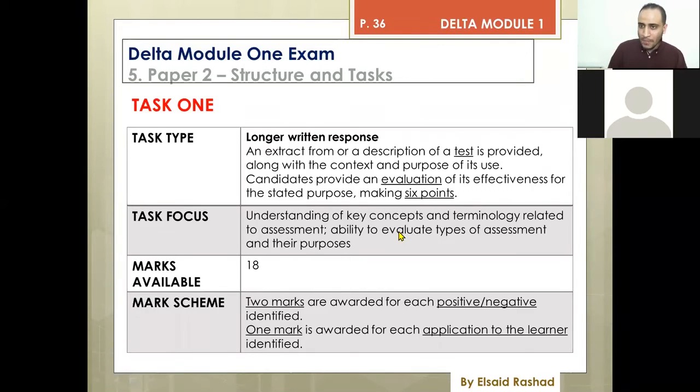In paper 2, task 1, you will be given a description or an extract of a testing, okay? You know that we have teaching, assessment, and testing. So you will be given a description of a test and the purpose of this test, and then you need to evaluate the test. You need to evaluate the effectiveness of this test, the testing concepts and the assessment concepts.